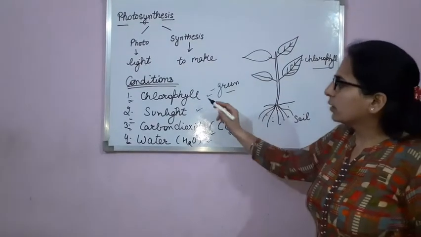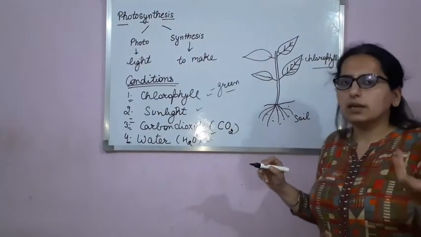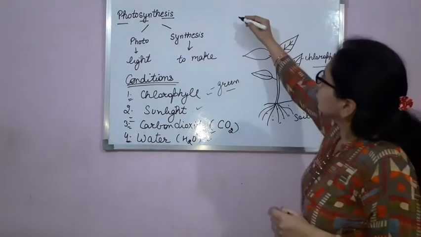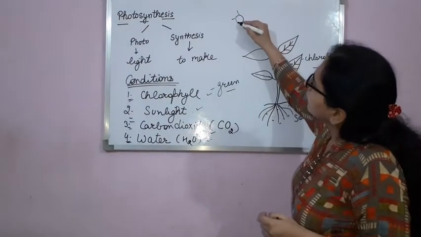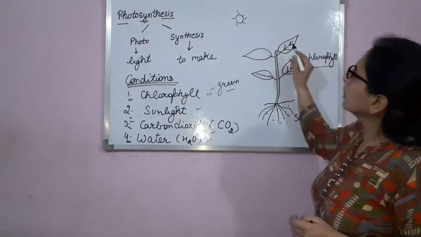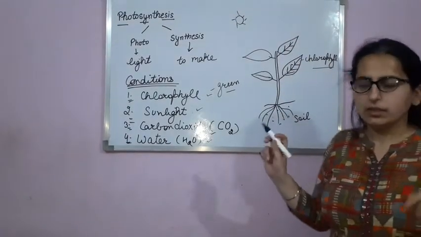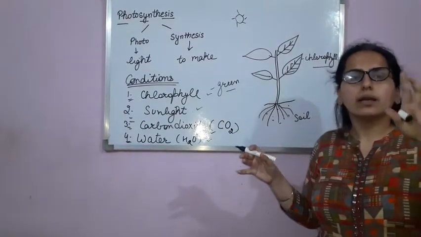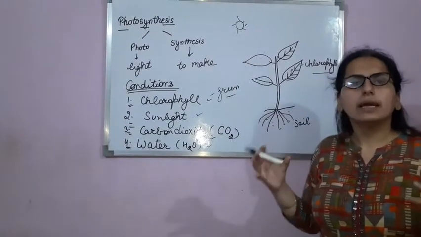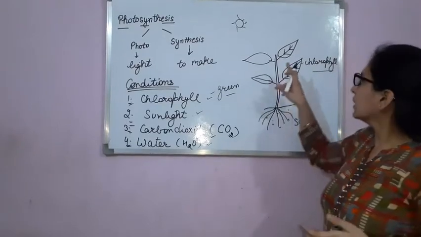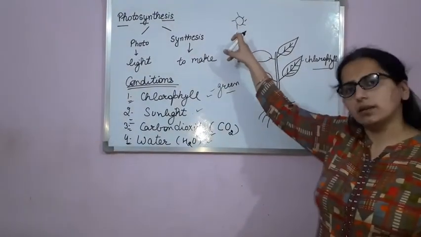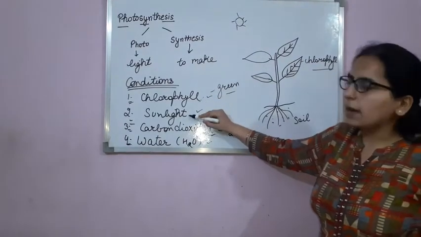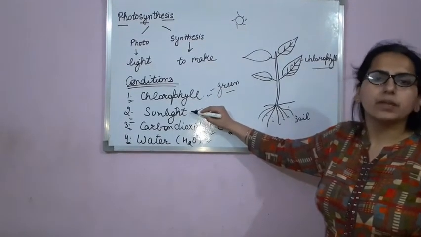Now next requirement is sunlight. Sunlight will be taken from the sun. Suppose here is the sun. Now the sunlight will be taken by the chlorophyll. So what is the function of chlorophyll? It will capture or trap the energy from the sun.